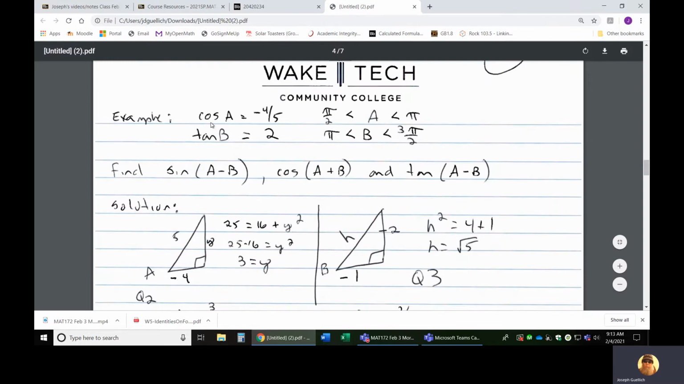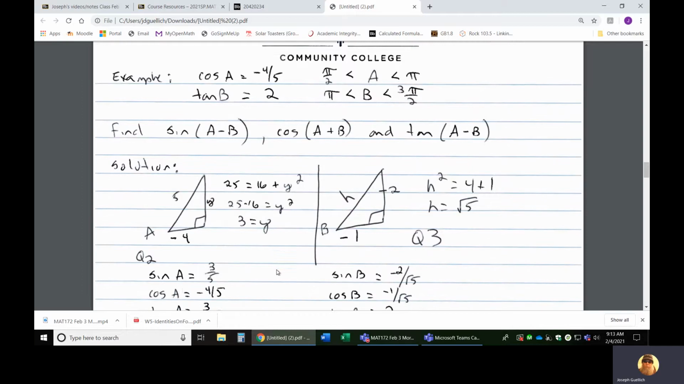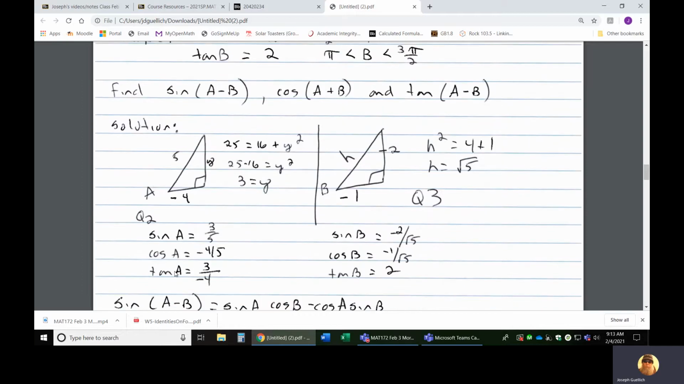Now you can use the Pythagorean identities for this. I just think that's overkill, but you can use them if you want to. I think SOHCAHTOA and the Pythagorean theorem are a lot easier to use. Anyways, so this is cosine, adjacent over hypotenuse, and I'm solving for y. So by the Pythagorean theorem, we see y is 3. And then I just find those three trig functions that I need. You see right there, that's the SOHCAHTOA part.